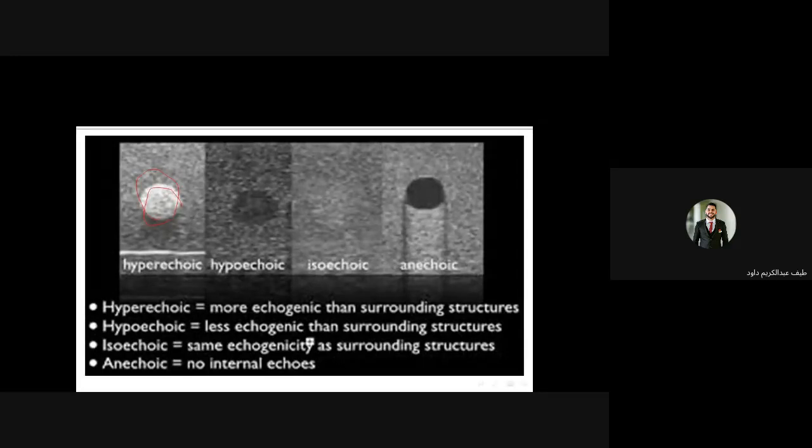appears white. The hypoechoic is more dense and its color is darker. The isoechoic and the anechoic are more dark and more dense. These are the common terminologies which are going to be used for the sonography. The hyperechoic and hypoechoic are the two most important terminologies which are going to be used. And this is very important for us during the sonar examination of the salivary gland.